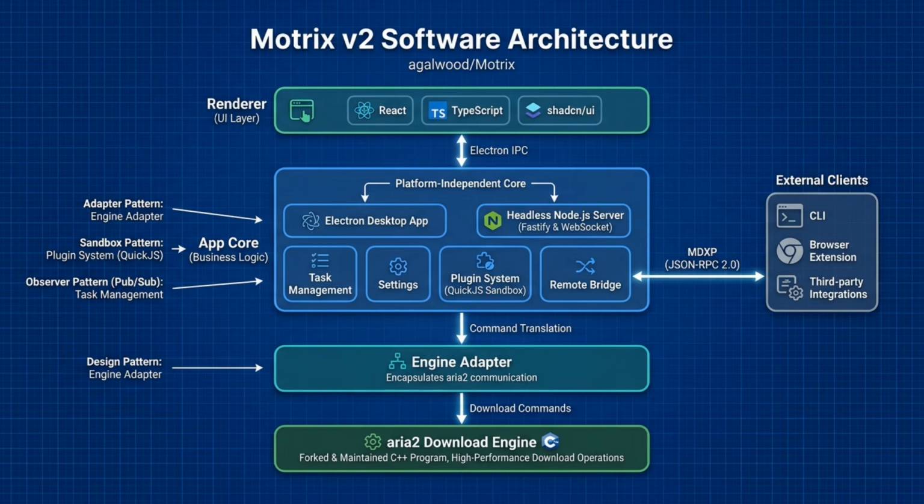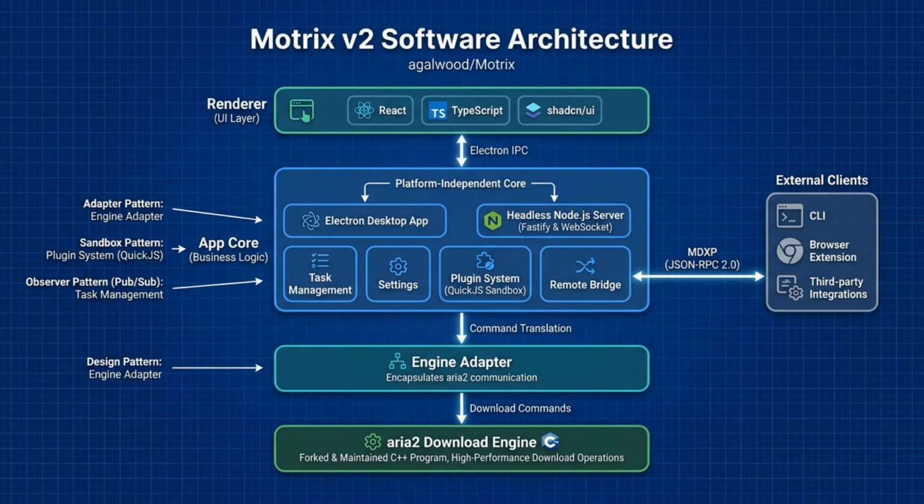It's built on a clear, four-layer design. At the very bottom is the battle-tested Aria2 download engine. Sitting above that is an engine adapter, which translates commands from the app core. This core layer contains all the business logic for tasks and plugins. And finally, at the top, the renderer layer presents the modern user interface.